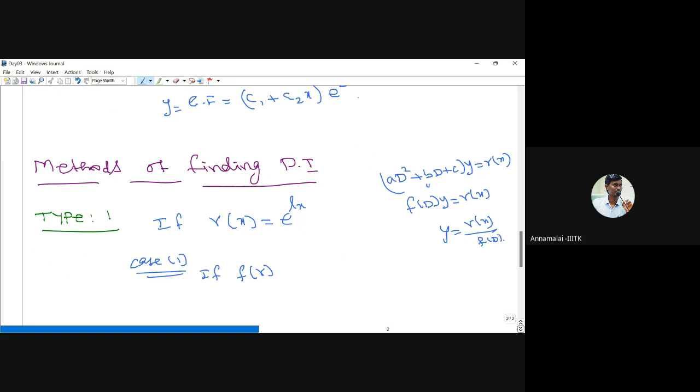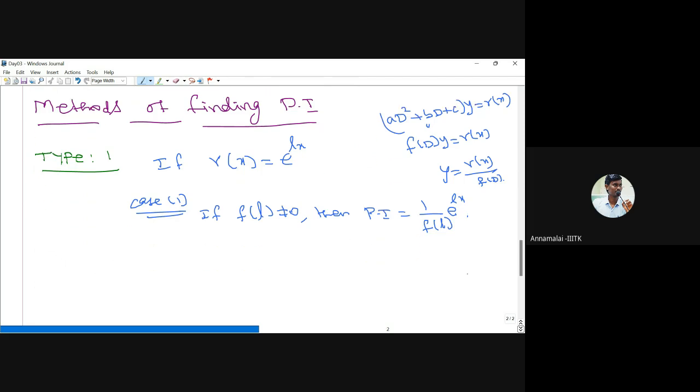First you have to find what is f of l. If f of l is non-zero, then the particular integral is just 1 by f of l into e power lx. That is the first case.